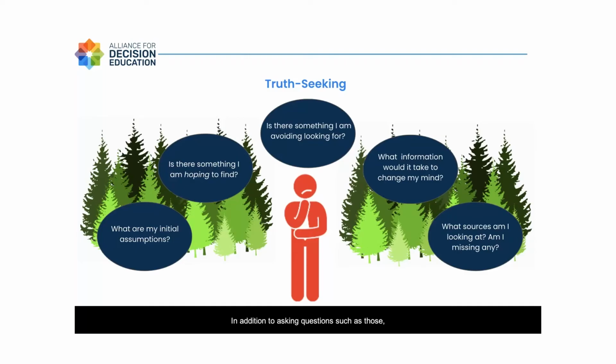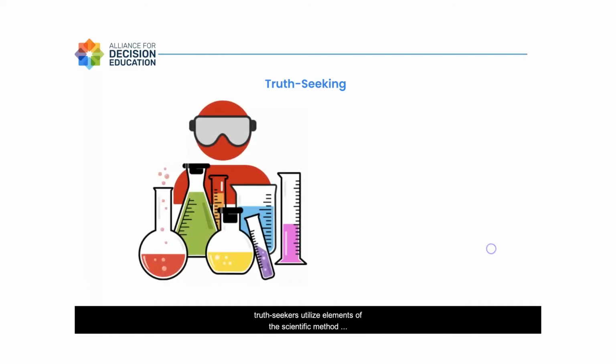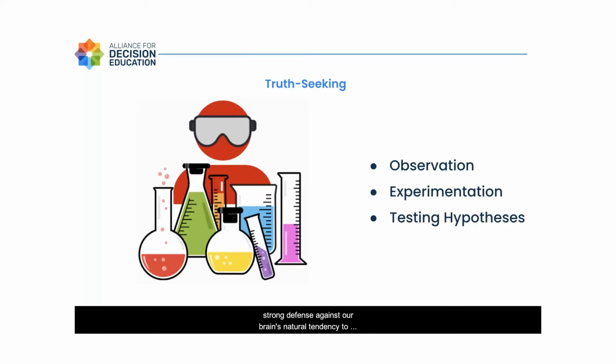In addition to asking questions such as those, truth seekers utilize elements of the scientific method beyond science classrooms. So engaging in observation, experimentation, and the testing of hypotheses is a strong defense against our brain's natural tendency to believe only what it wants to believe.